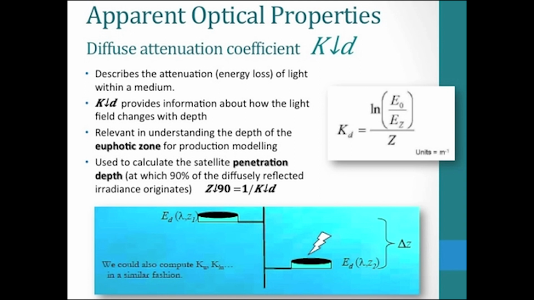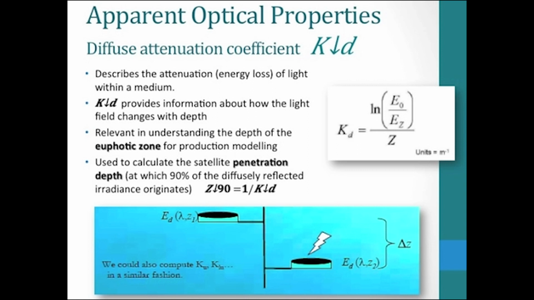Another useful apparent optical property is the diffuse attenuation coefficient, KD. This describes the loss of light within a medium as it is attenuated, either by absorption or by scattering. This is an important quantity in determining available light in the euphotic zone for biological applications. It can also be used to calculate the satellite penetration depth. Remember, a satellite only sees the surface, but sees the surface as the culmination of all the processes that happen underneath it. So in very turbid water it will not see very deep at all, but in clear water it will be seeing the influence of whatever is happening quite a long way down.